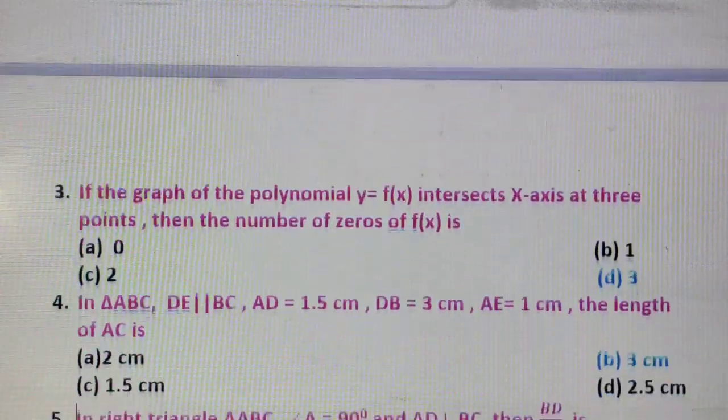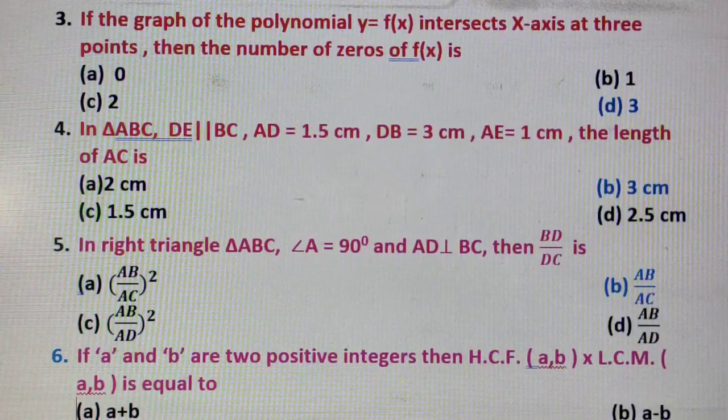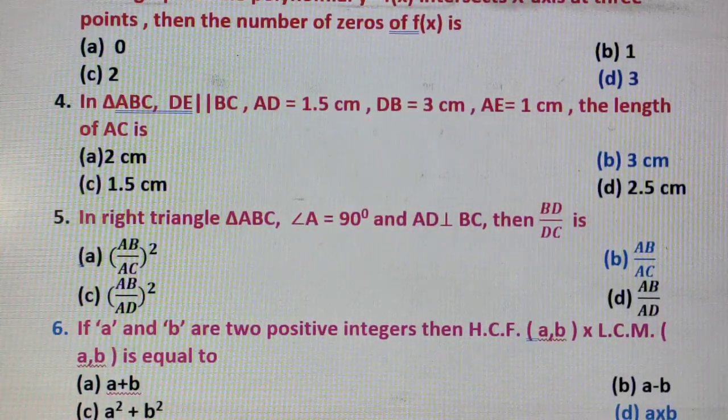If the graph of the polynomial intersect x-axis at 3 points, then number of zeros is 3. In triangle ABC, DE parallel BC, AD 1.5, DB 3, AE 1 centimeter, the length of AC. So in this case, you see AD is to DB equal to 1 is to 2. And here AE is to EC, also 1 is to 2. AE equal to 1 centimeter, this EC also 2 centimeter. This total length of AC is 3 centimeter.